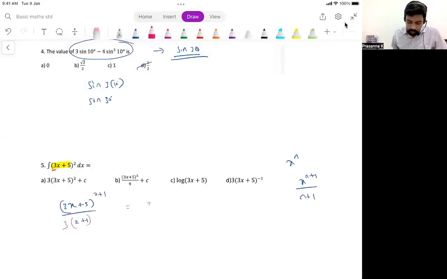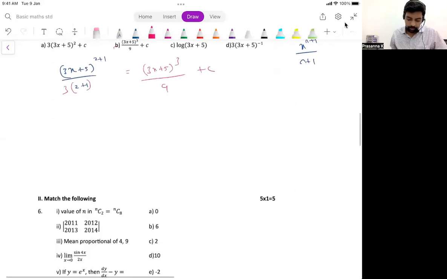If you simplify this, you will get (3x plus 5) whole to the power 3 divided by 3 into 3, which is 9, plus constant. Option B is the correct answer.